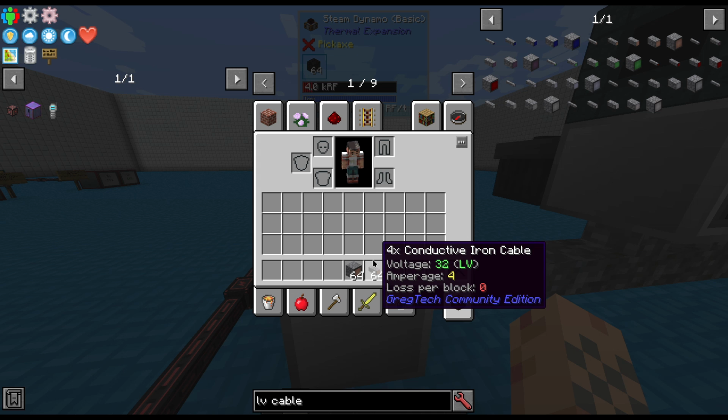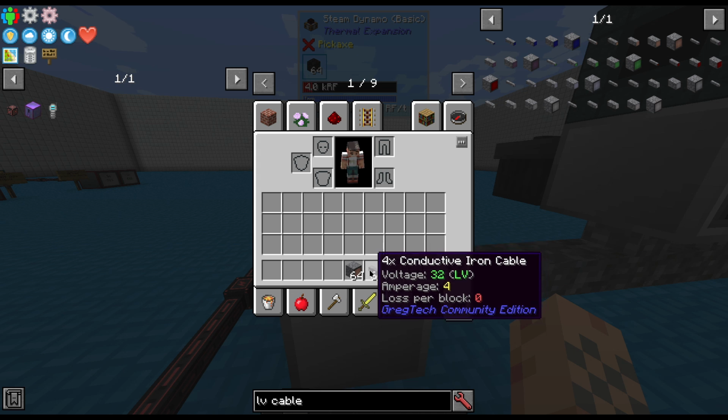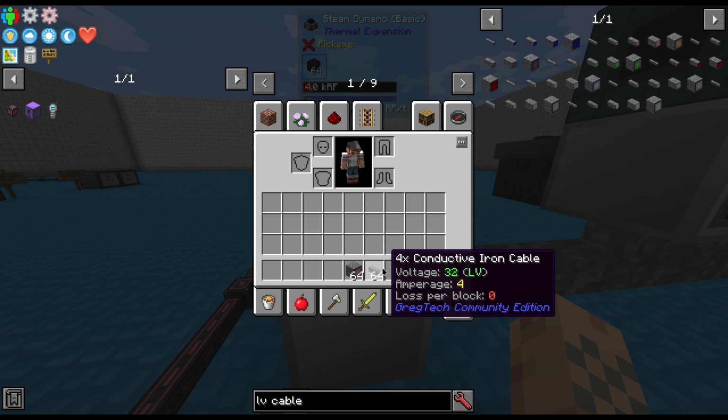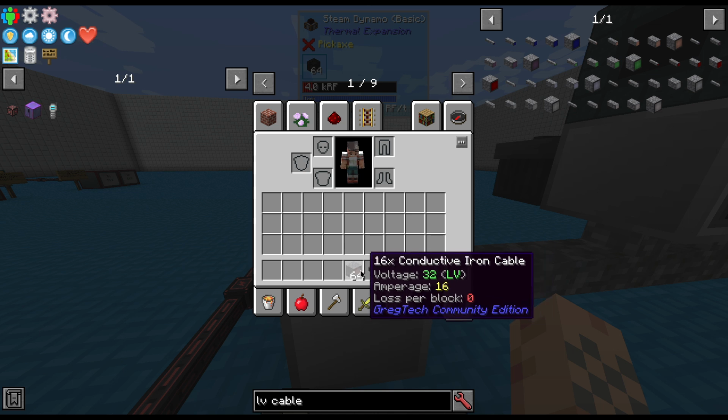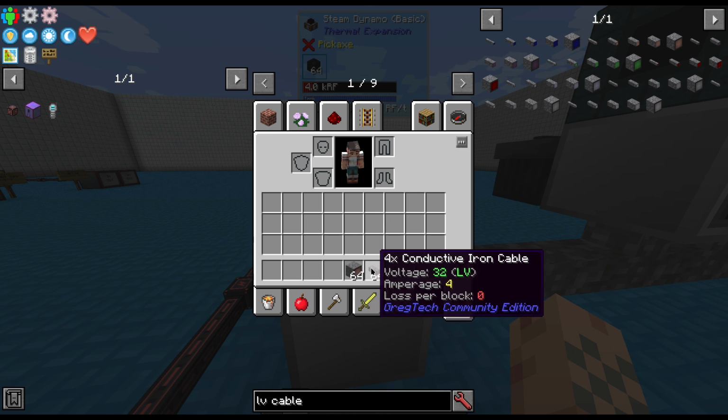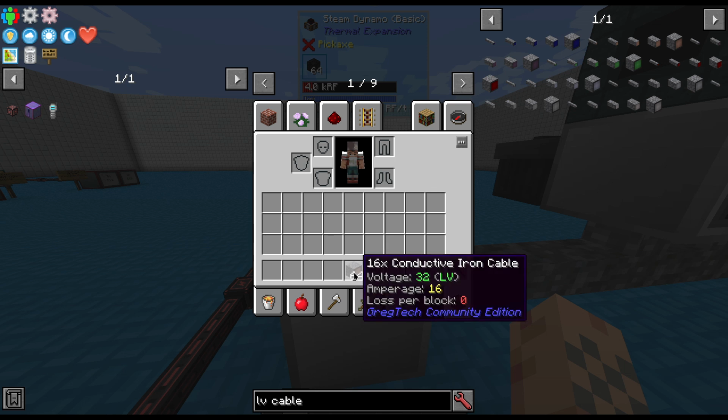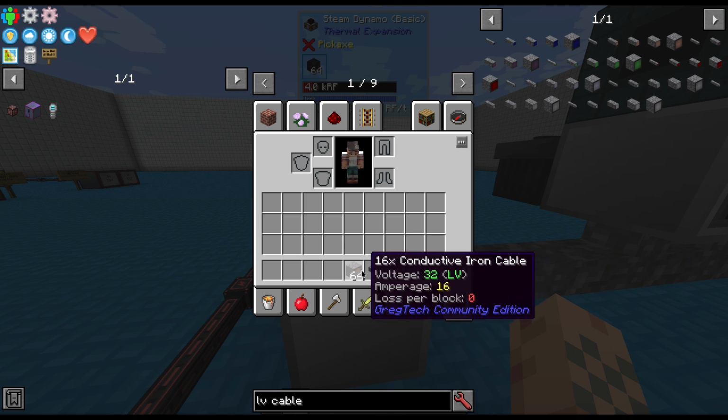EU is a little more complicated, but it's not too bad, okay? There are just a few simple rules to follow, and I will tell you what rules they are, so don't worry. With EU energy, we have two things to consider: voltage and amperage. Voltage is the maximum amount of power that we can give to a machine, and amperage is basically how many machines we can supply.